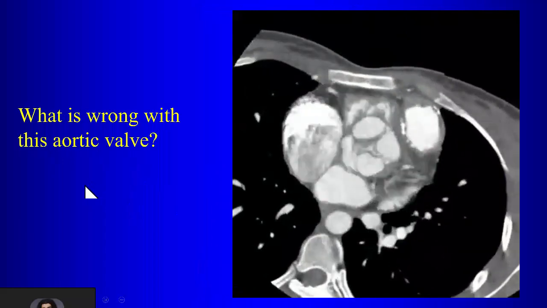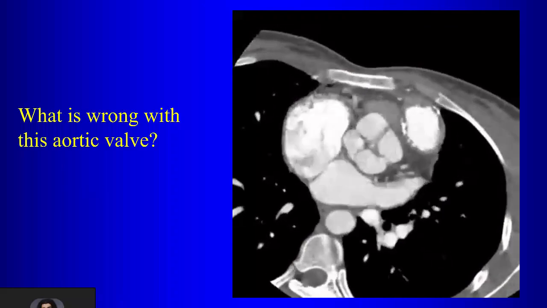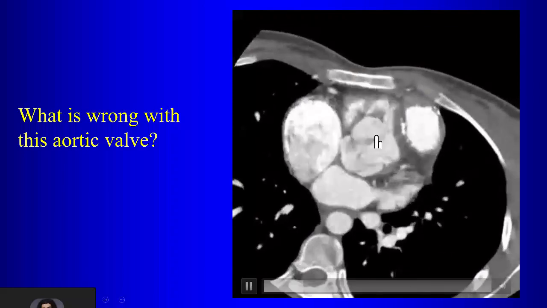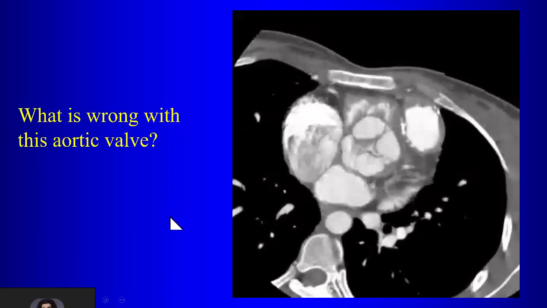What's wrong here? What do we call this? So this is a quadricuspid aortic valve. So this person has four cusps. Again, a rare morphologic abnormality of the aortic valve, a quadricuspid aortic valve.